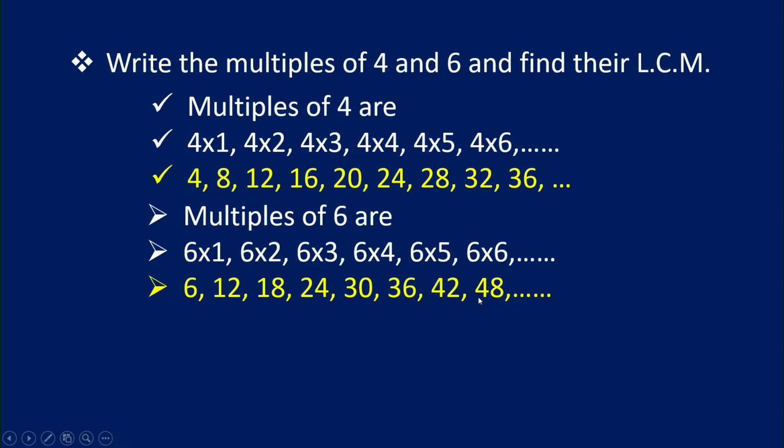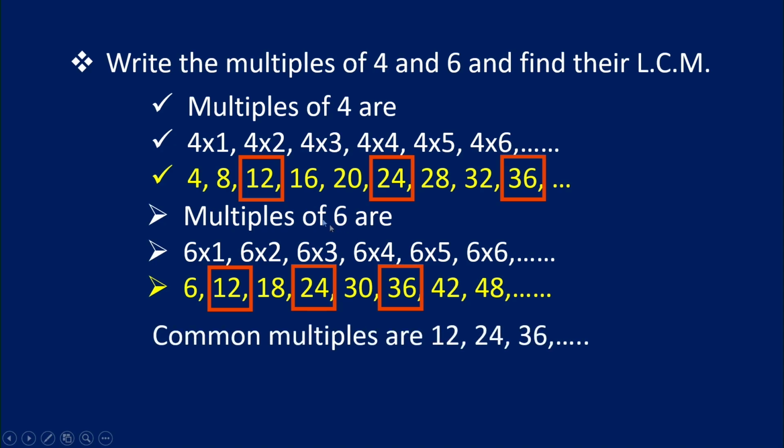Have you written now? Now here, among all these multiples, try to look for any common numbers appearing. I am showing you on screen, the red colored squares, the numbers are common multiples. 12 is appearing at both places, 24 is existing in both multiples, 36 and so on. Write the common multiples: 12, 24, 36.